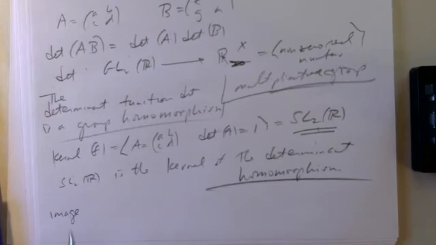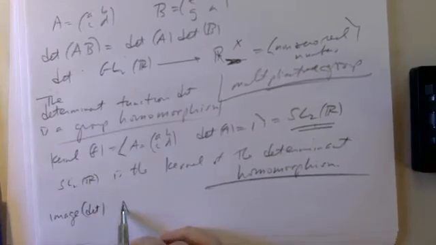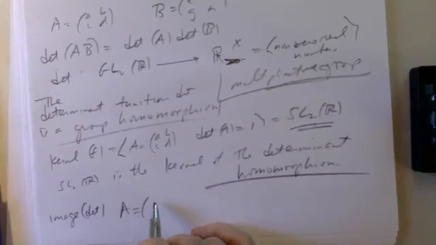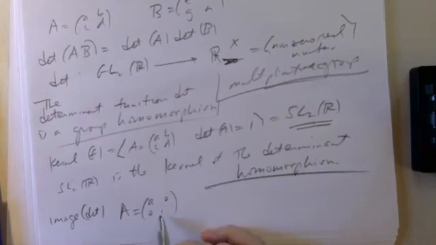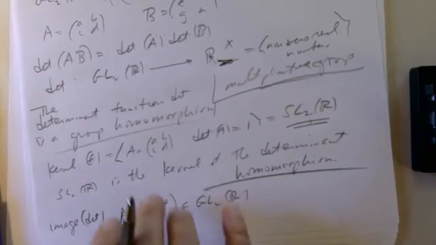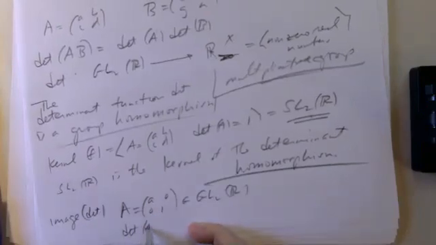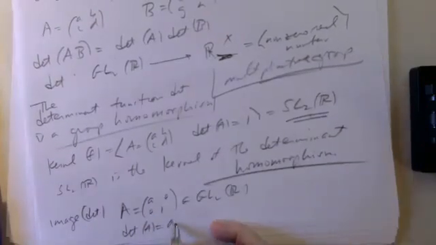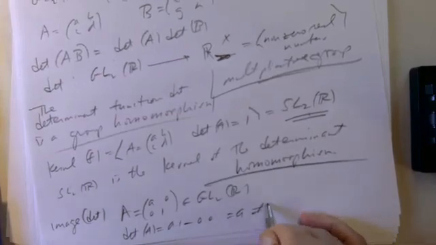What is the image of this determinant function? Well, if I take A to be the matrix (A, 0, 0, 1), this is in GL2R. Because this is a matrix with real coefficients. The determinant of A is A times 1 minus 0 times 0. That's A, not 0.